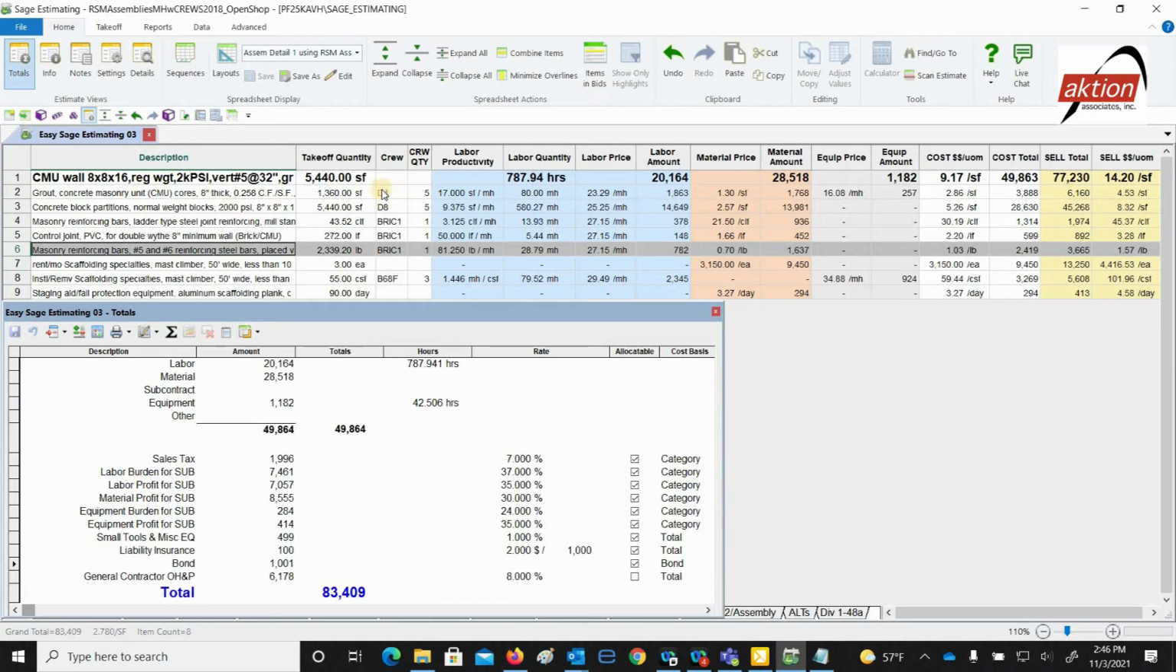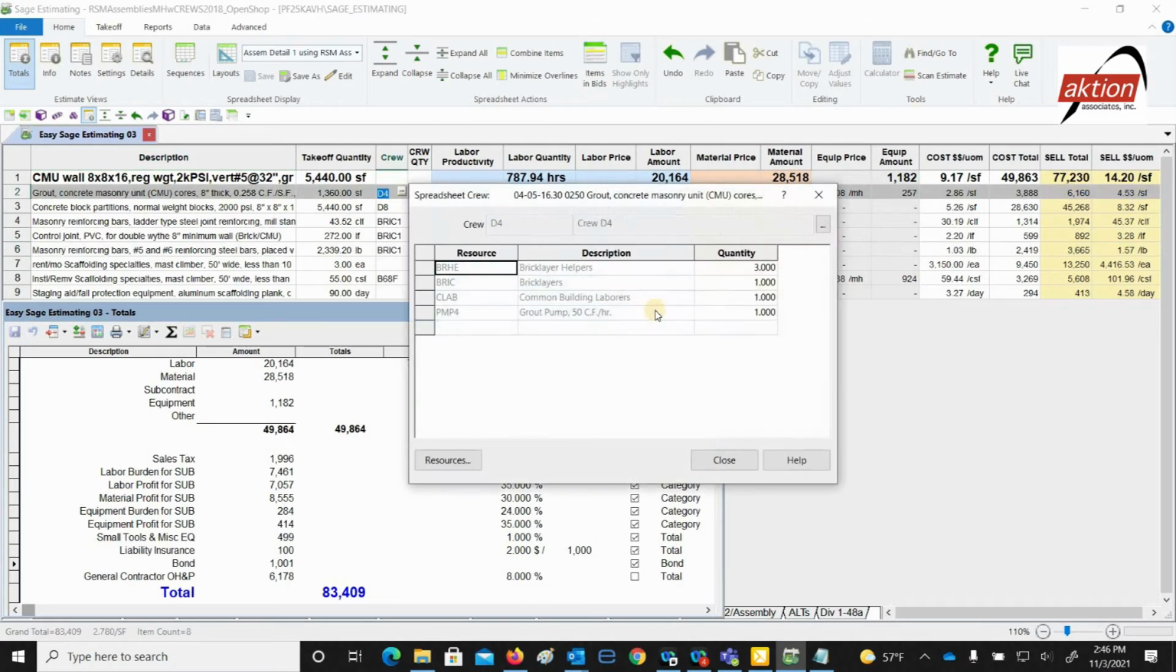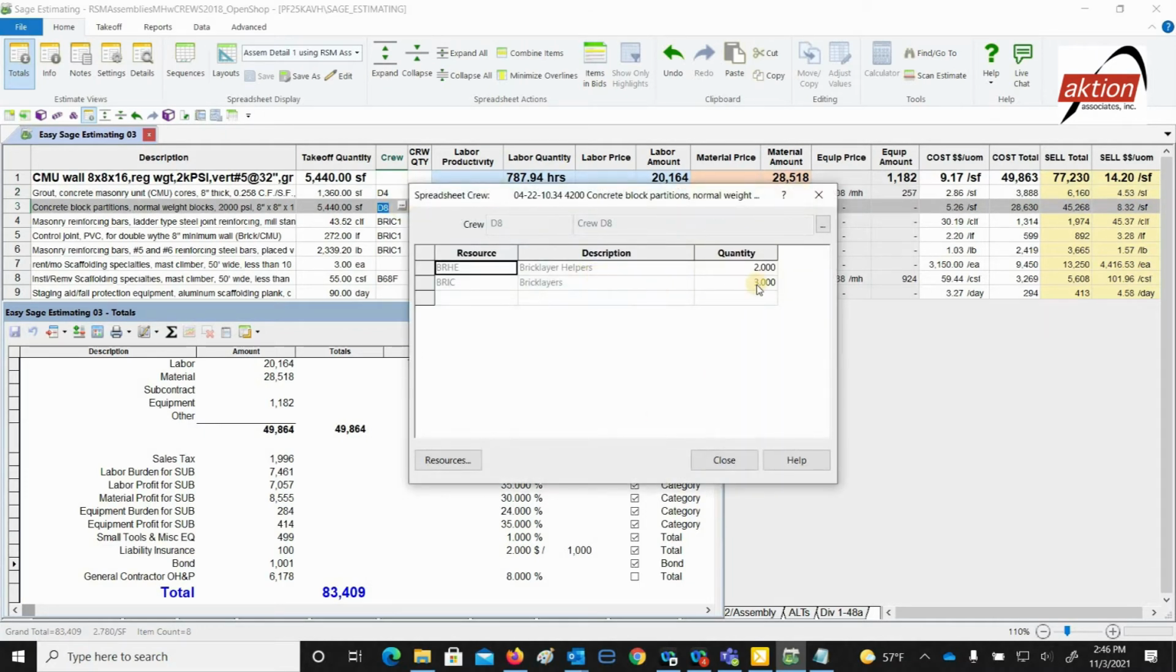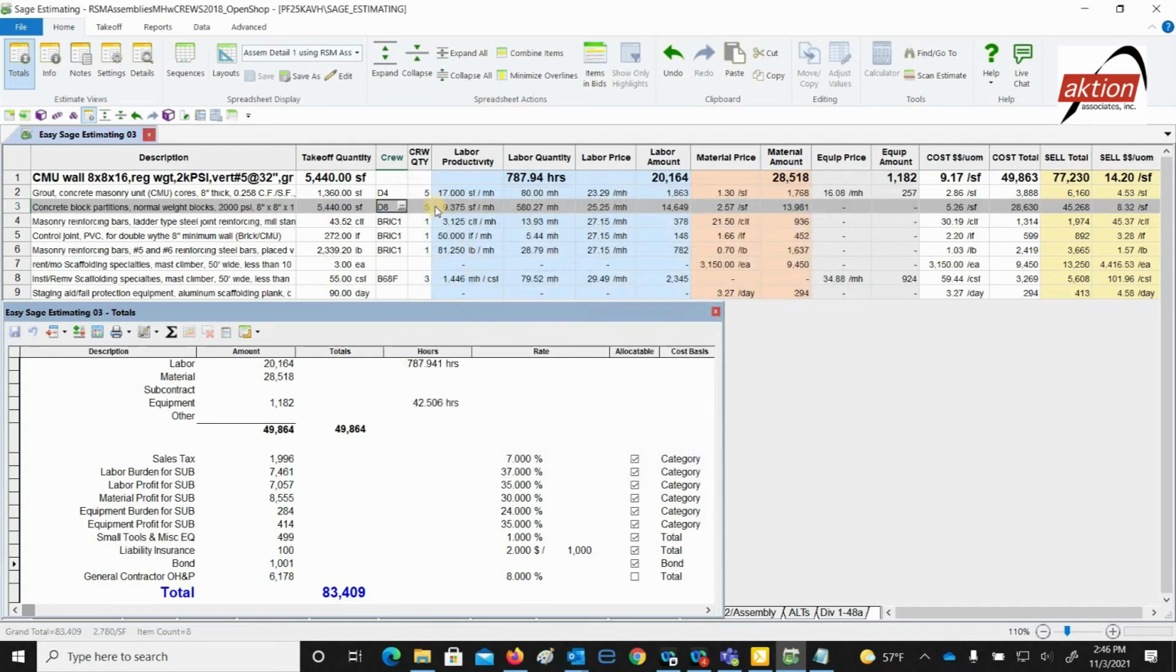And so what you see over here are the different crews. You see for the grouting, you have a D4 crew, and it shows you the people that make up that crew. Likewise, for the block itself, it shows you there's 3 bricklayers and 2 helpers along with that. And so it gives you the production rates per man hour, as well as the blended rate per man hour, because we have different people at different rates.